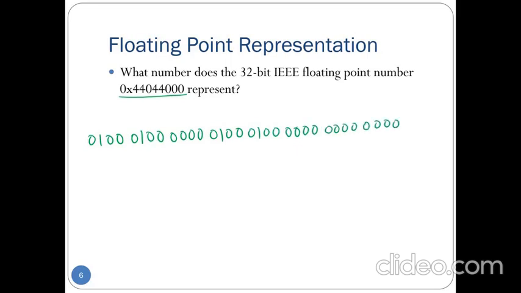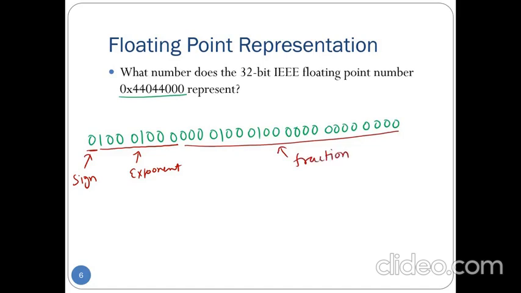So this is our binary string. Now recall the floating point format. The leftmost digit is your sign bit. The next 8 bits here, this is your exponent, and the last 23 bits, this is your fraction.